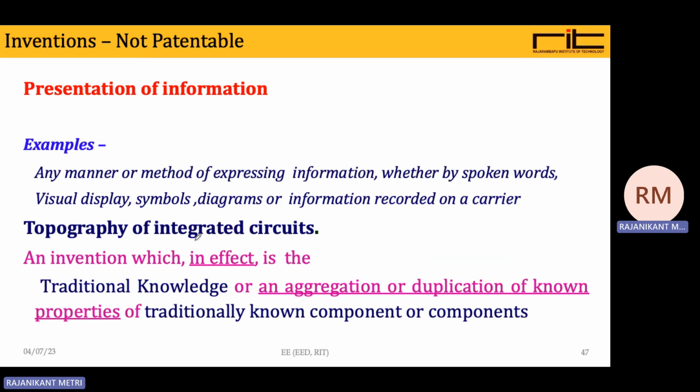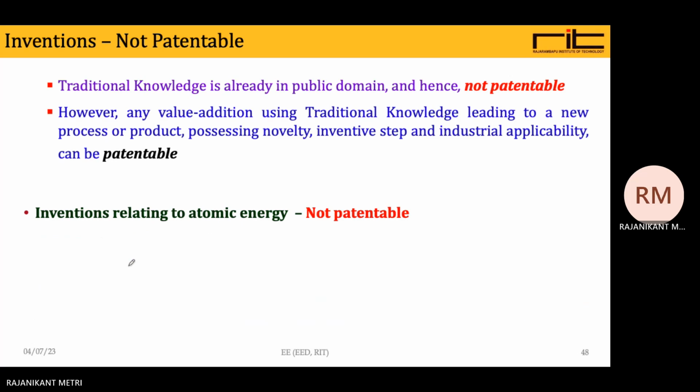Topography of integrated circuits, an invention which in effect is traditional knowledge or an aggregation or duplication of known properties or known components. So if you have done some modification in the integrated circuits, that cannot be patented. If you have developed or designed some new circuit for some application, then that can be patented. Again, traditional knowledge which is already in the public domain through books or general knowledge cannot be patented.